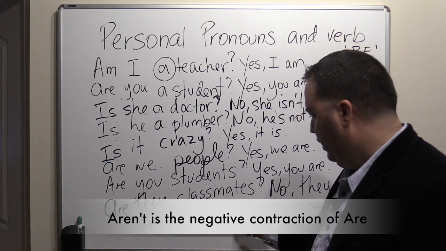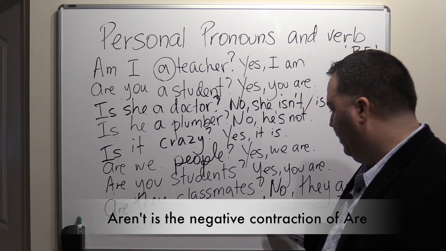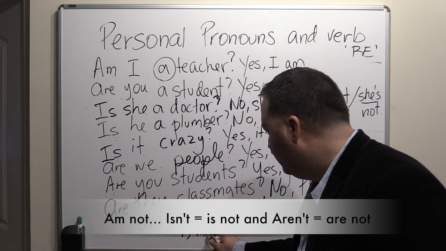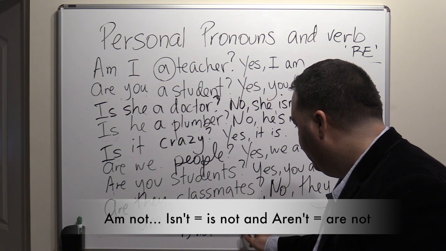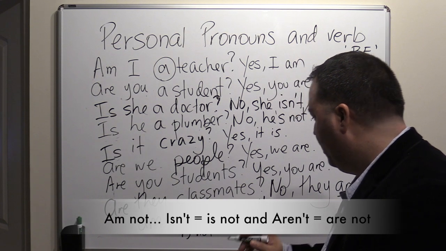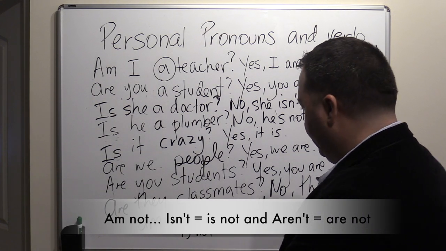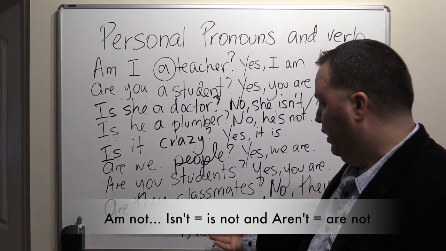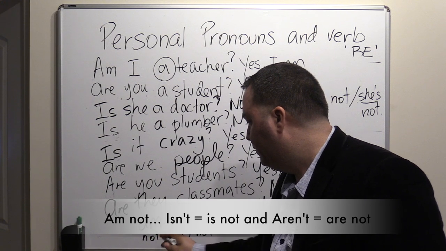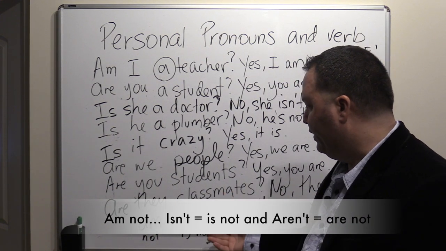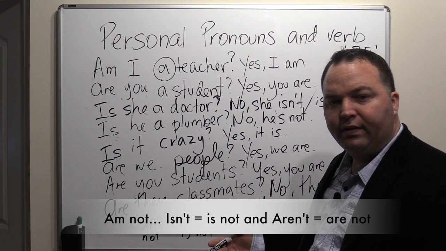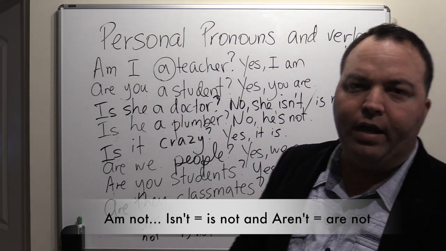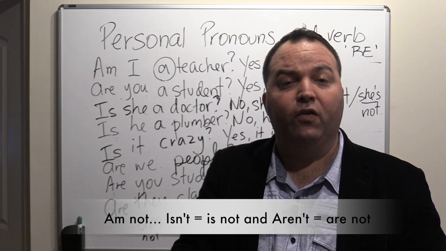Okay? Isn't. And then for are, it is aren't. Okay? So, this one can be used for is not. Is not. And then, are not. Okay? So, this is what it is in English. Am, for am not, I'm not, for is, isn't, or is not, and for are, aren't, or are not. Okay? So, I hope that you have learned something today.